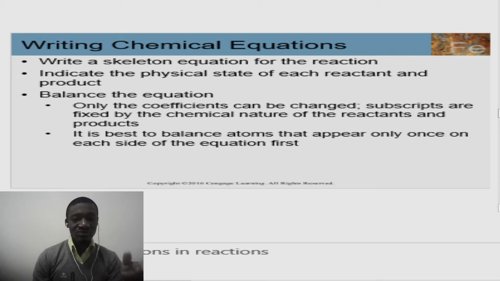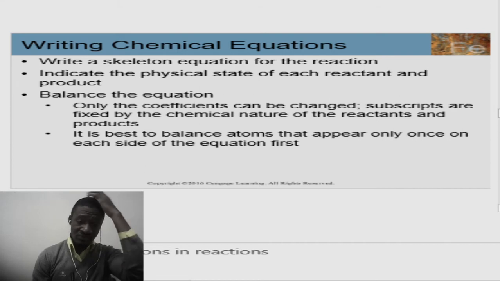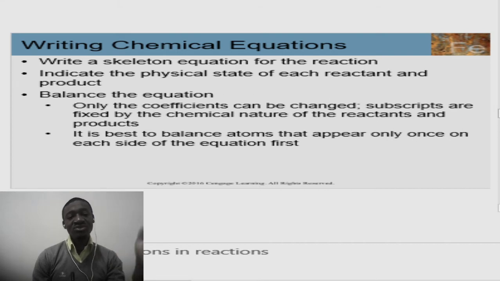By balancing, what you do is change the coefficients. I'll explain what the coefficients are. They are attachments to the products and the reactants that you can tweak, and that's the only thing you can adjust. You cannot adjust the reactants and the products themselves, only the coefficients. It's best to balance the elements that appear once first before you go for the multiple ones, because once you fix those, the other ones will fall into place. If an element appears in several places, you might get confused, turning back and forth.